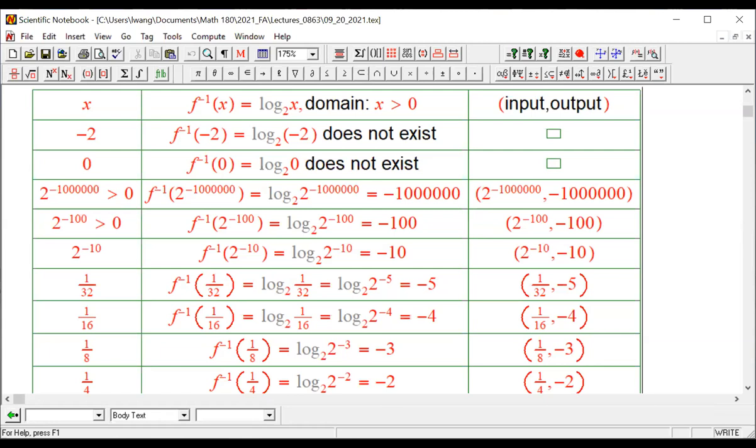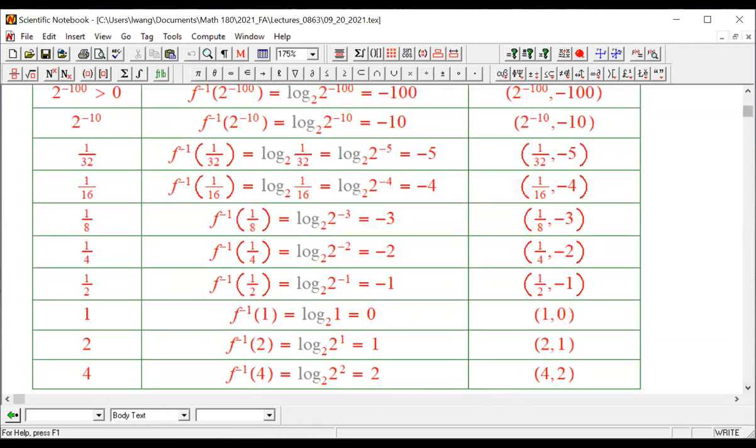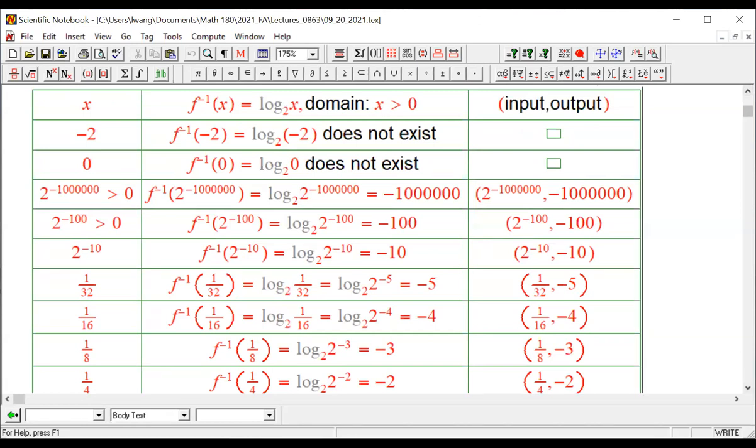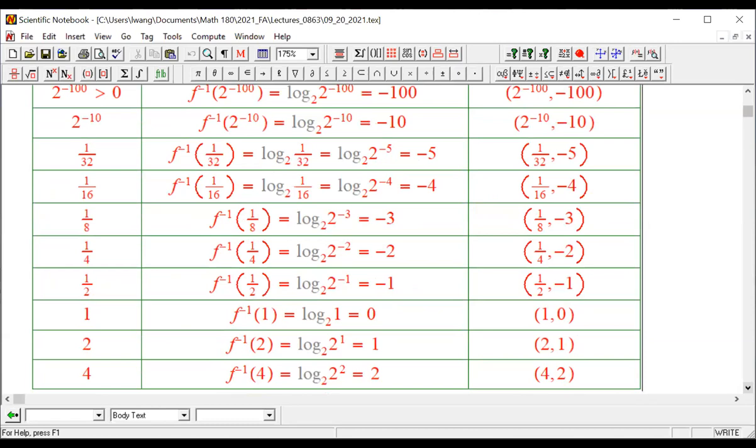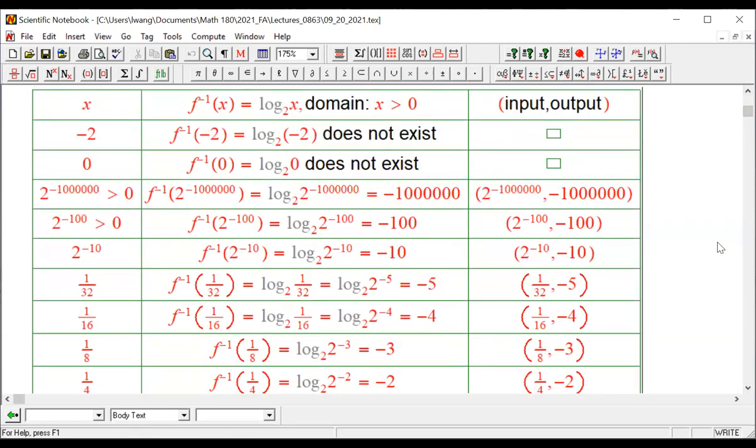Okay, so go ahead and take a picture of this table. You should have this table in front of you. All right, have you taken a picture of it? Yes? I consider that done.